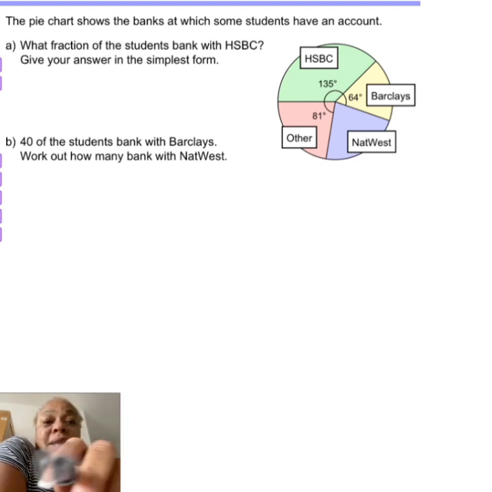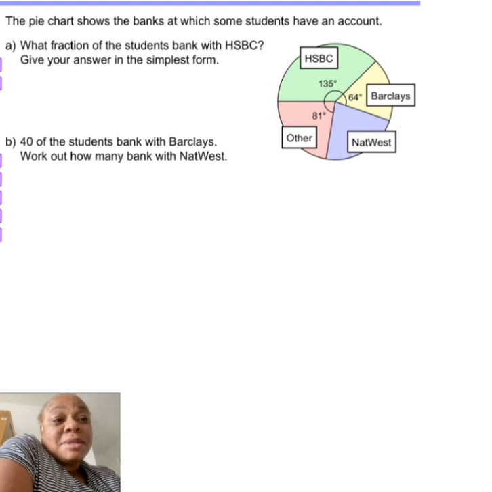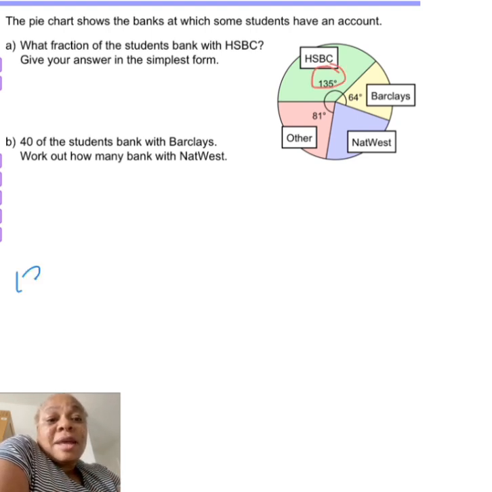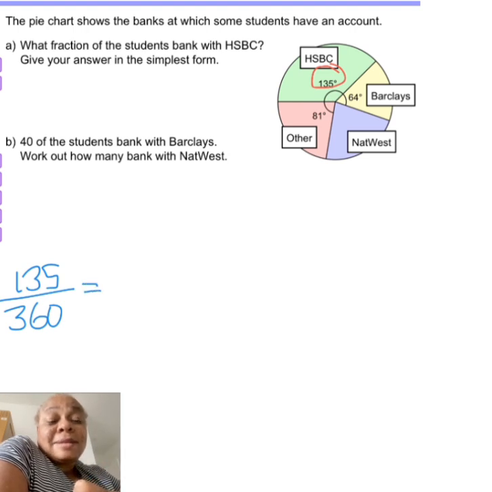Well, what we can see is that the sector of the pie chart that represents HSBC has an angle of 135. So that is 135 out of 360 degrees. The angles of all the sectors of the entire pie chart will add up to 360. So the fraction is 135 over 360.